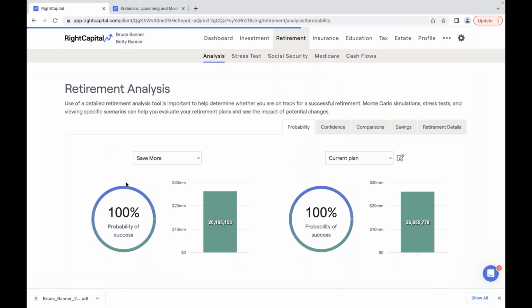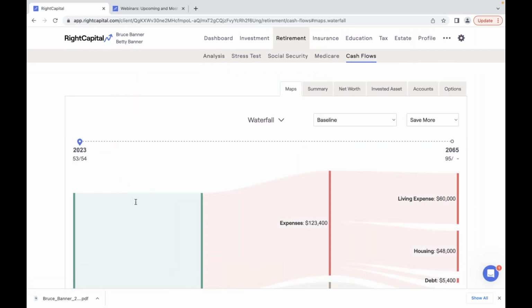Great. We're going to keep rolling here. Can you please show and explain why we would use a goals-based plan versus a modified cash flow plan? Okay, we'll start with that and we'll move on.